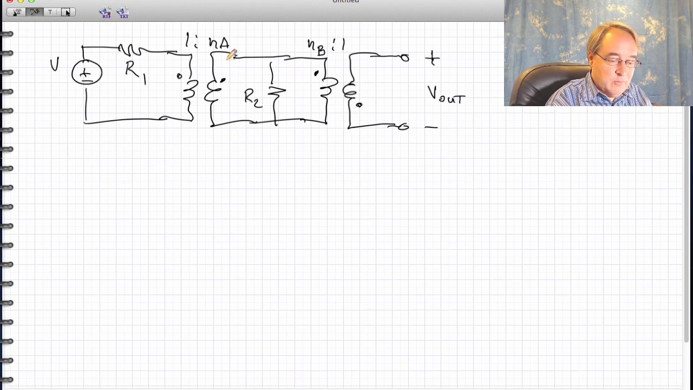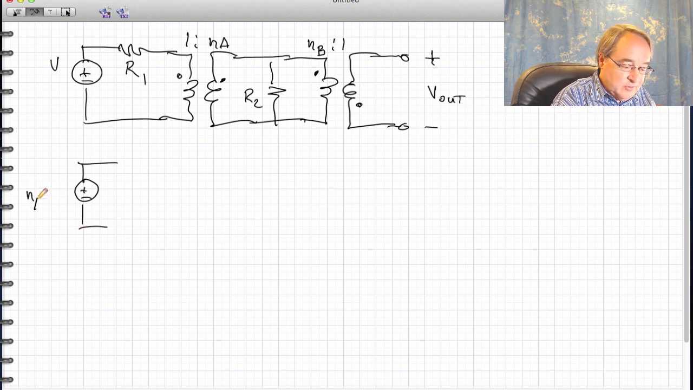So what we will get with respect to the secondary terminals of this first transformer, we'll have the voltage source pushed through, and in the process it gets multiplied by NA. So we have NA times V as the effective voltage, and it's in series with an effective resistor that would be the resistance R1 multiplied by the turns ratio squared, so NA squared.